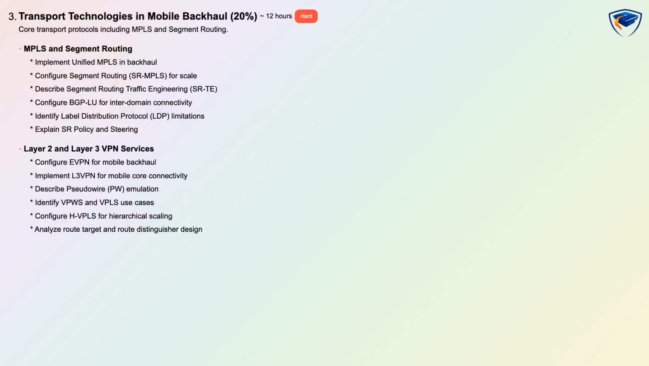You will implement unified MPLS in backhaul, configure segment routing and SRTE for scale and traffic engineering, use BGP-LU for interdomain connectivity while understanding LDP limitations and SR policy steering, and apply Layer 2 and Layer 3 VPN services including eVPN, L3 VPN, pseudo-wire emulation, VPWS and VPLS use cases, HVPLS scaling, and route target and route distinguisher design.